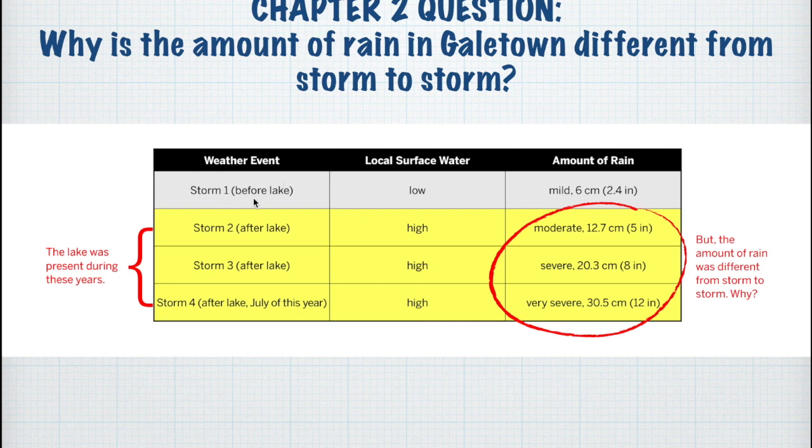We see that storm 1, which you saw in the last video, was mild. After the lake, all of the storms had high surface water, but they all had different amounts of rain: moderate, severe, and very severe. So it actually continued to progress. We're going to focus on why they are different.